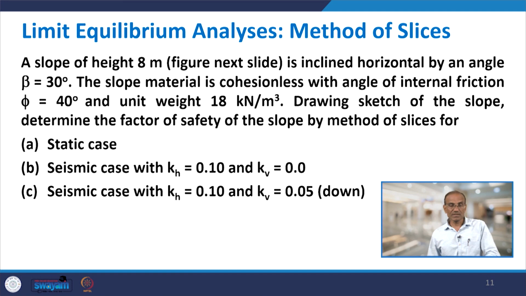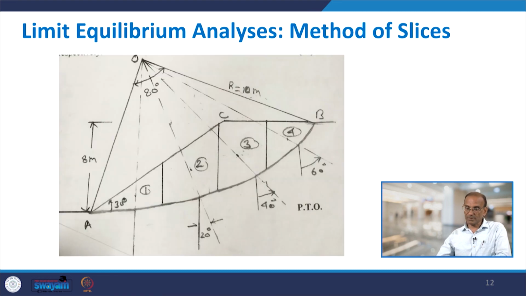Coming to this, let us discuss one numerical example quickly. A slope of height 8 meter is considered, which is inclined to the horizontal by an angle beta equal to 30 degree. The slope material is cohesionless, with angle of internal friction phi 40 degree and unit weight 18 kilonewton per meter cube. Cohesionless means C equal to 0. First of all, draw the sketch; here is the sketch of the problem.